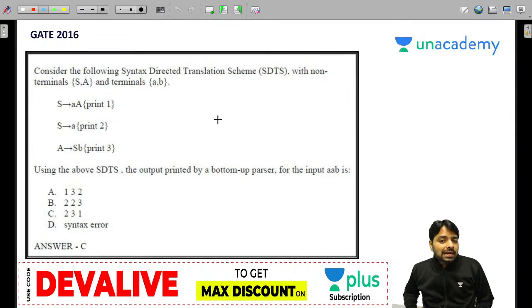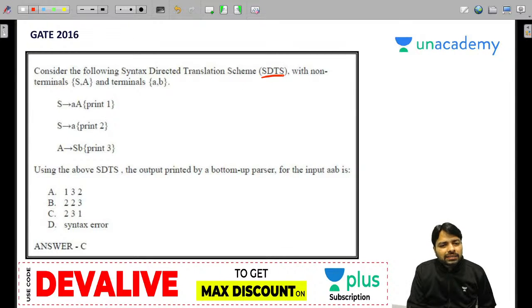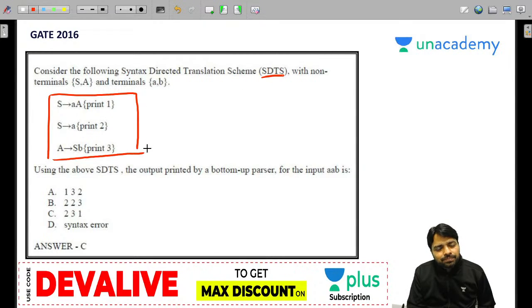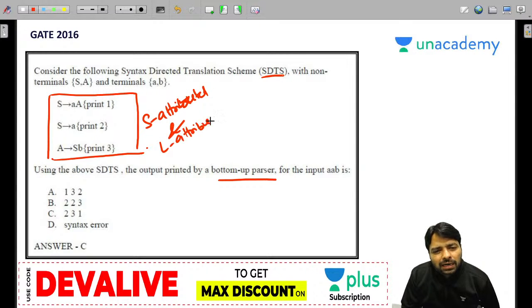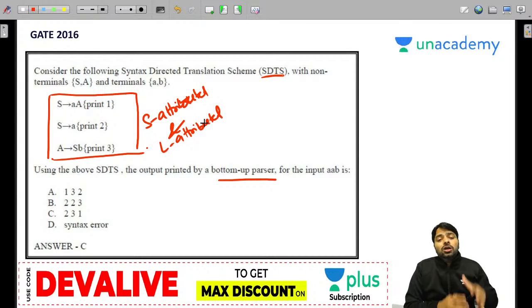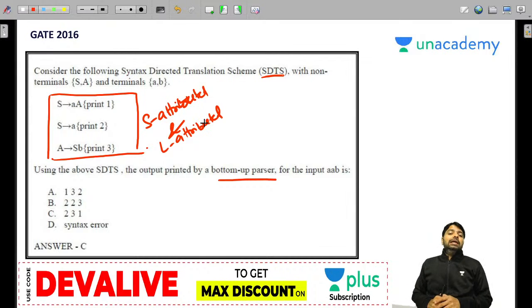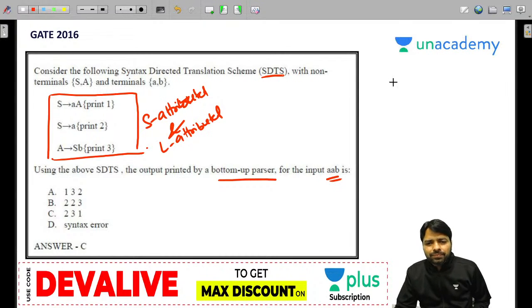Okay, 2016 another one, and they have given an SDT, and this is your SDT translation scheme, and you need to use the bottom up parser. Guys, this is already an S attributed grammar technique. Look, S attributed and also L attributed, you can follow anything: bottom up parsing, or you can use all the translations from left to right in the constructed tree. Guys, remember, following either one works.